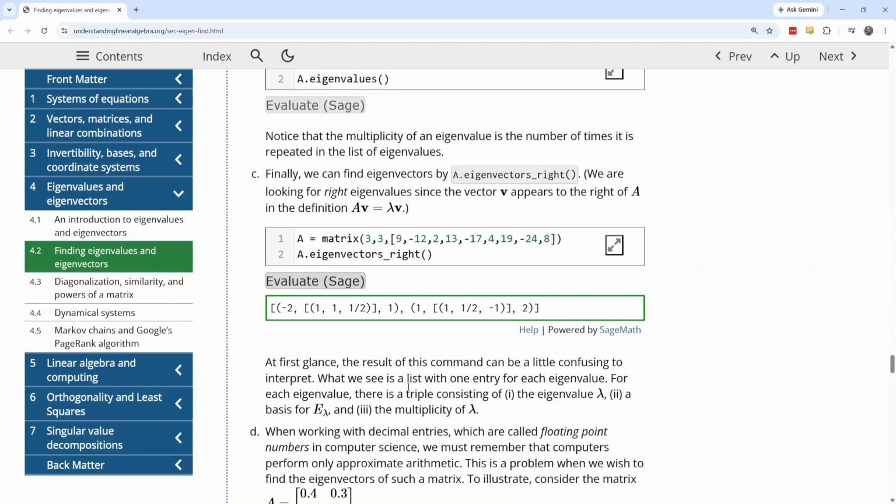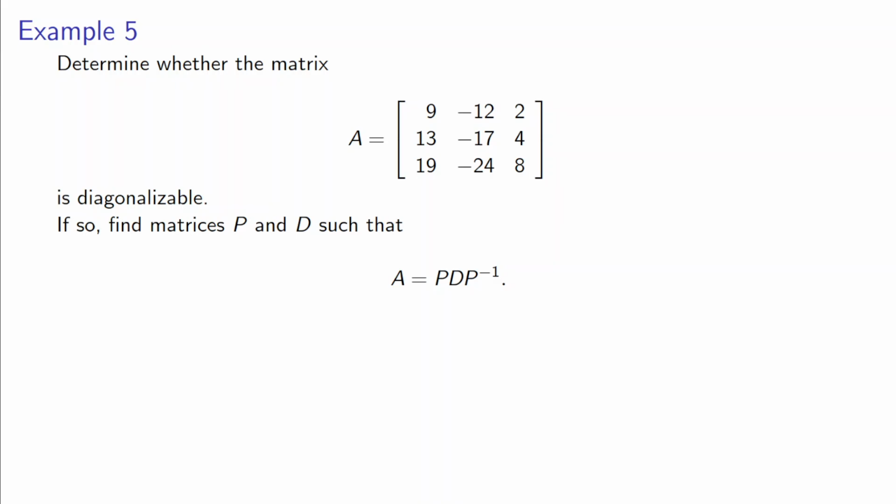Okay, and so this matrix, we have two eigenvalues, -2 and 1, and this number 2 here tells us that 1 is a multiplicity 2 eigenvalue, but we only see one eigenvector here. And so this matrix would not be diagonalizable. So let's maybe write out the work here just to make it very clear.